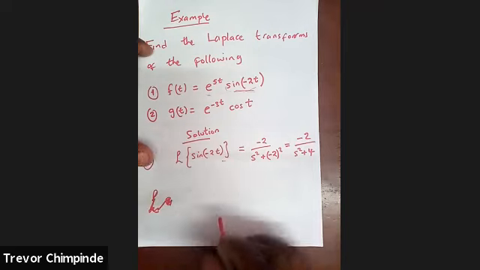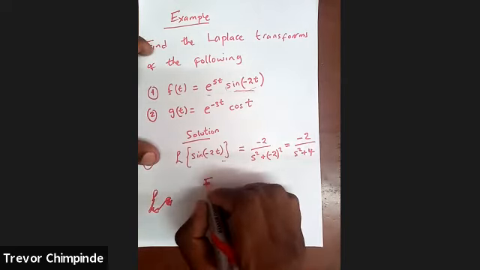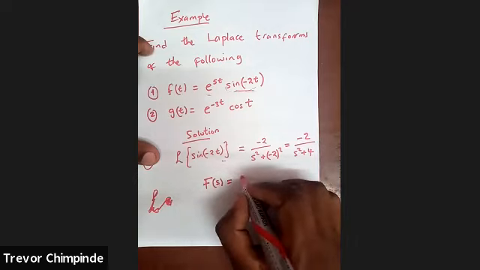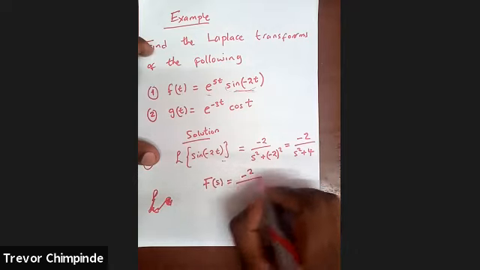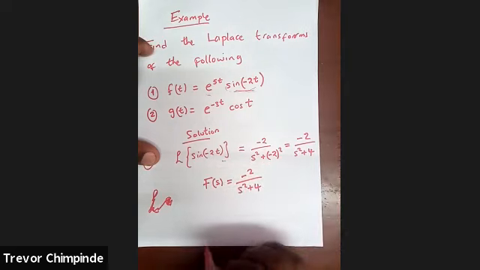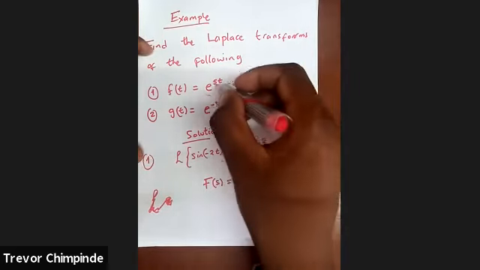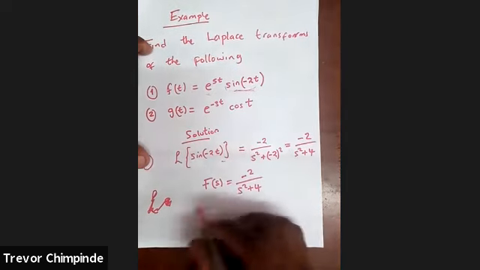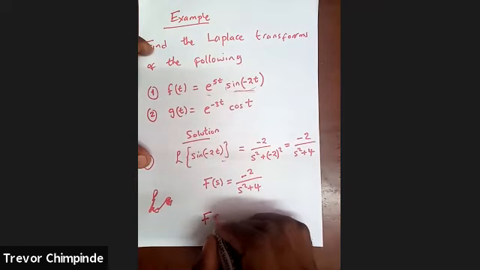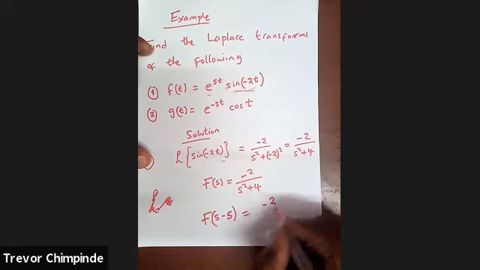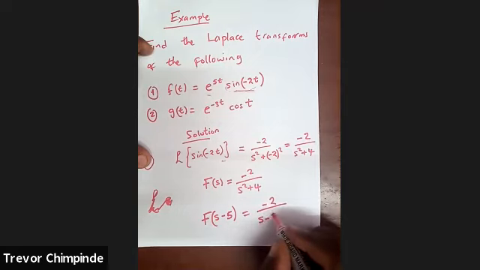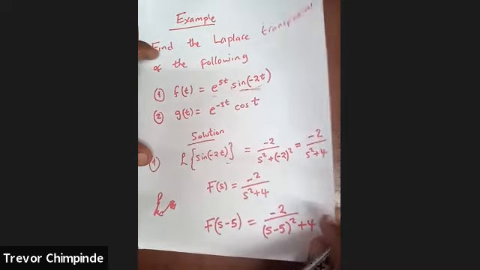So let me do this before I even write that. This is my f of s in the theorem: minus 2 over s squared plus 4 is my f of s. I'm shifting, my a is 5 here. So if you find f of s minus 5, it's going to be minus 2 over, in place of s you put s minus 5, so s minus 5 squared plus 4. And this is the Laplace transform.